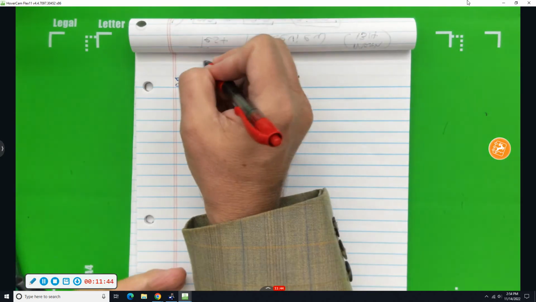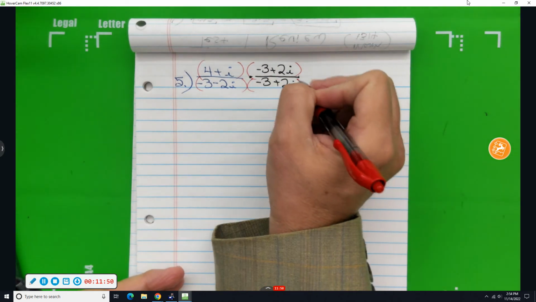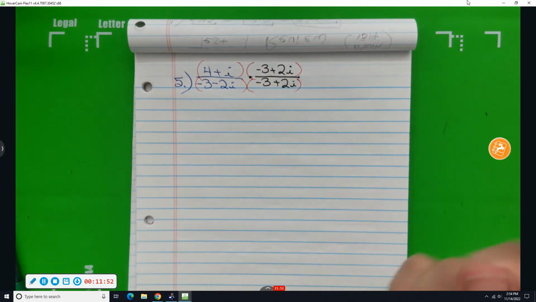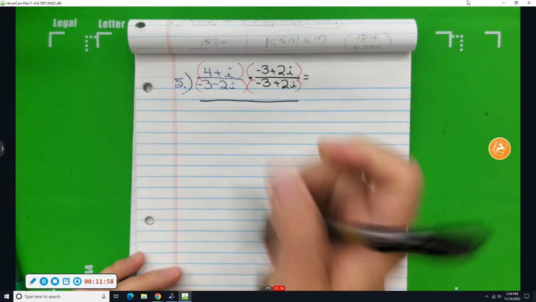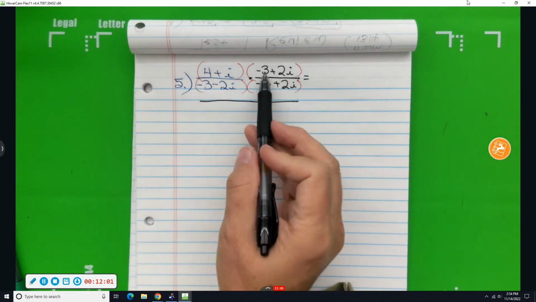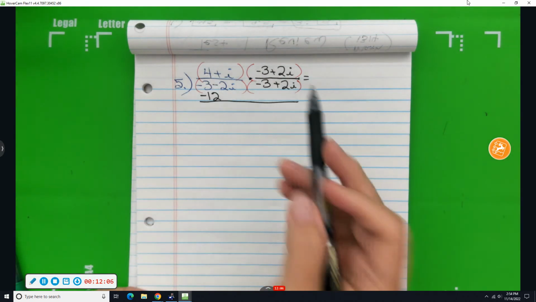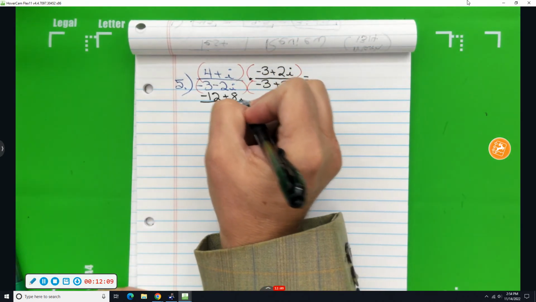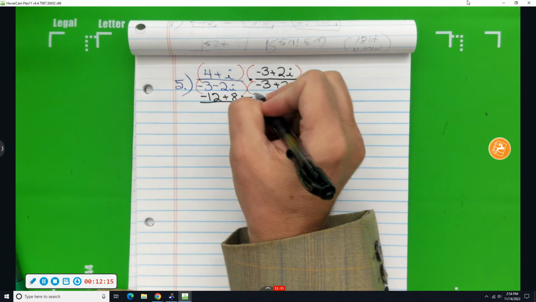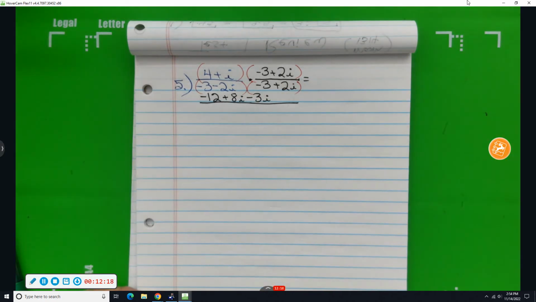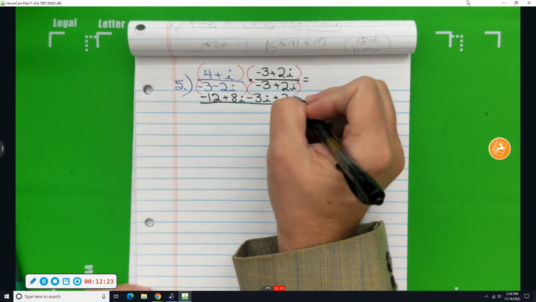This is really repeated FOILing. We're going to have to FOIL the numerator and FOIL out the denominator. FOILing the numerator: first, 4 times negative 3 is negative 12. Outer, 4 times 2i is a plus 8i. Inner, i times negative 3 is a negative 3i. Last, i times 2i becomes a plus 2i squared.